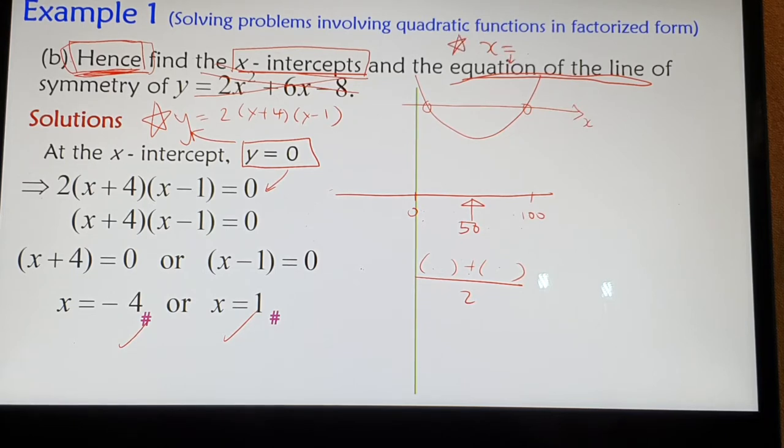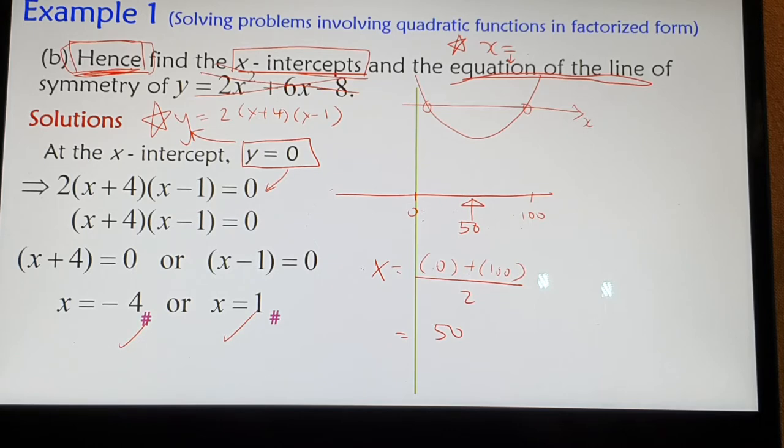Okay, a lot of students, right, they will just give the answer. They'll do this, you know. They will say 0, 100. Example, I'm just giving you an example. I'm not answering this question yet. They'll say 50. No, it's not 50. It must be x equals to whatever.